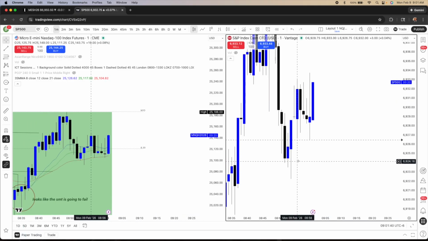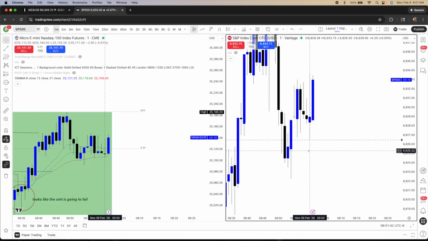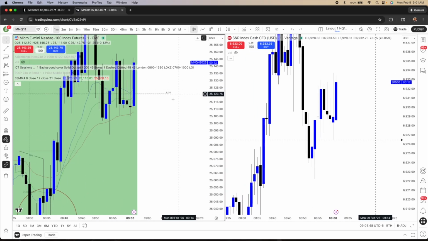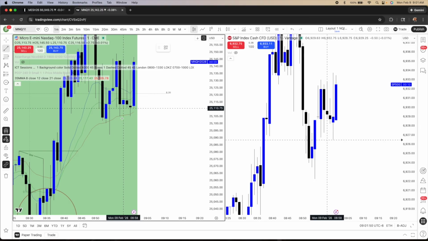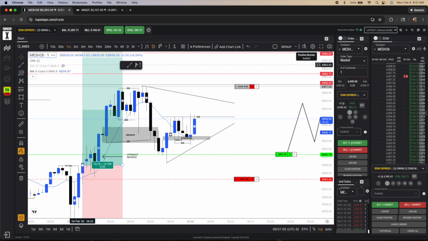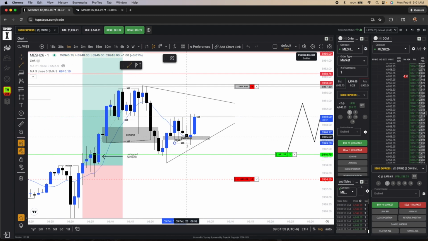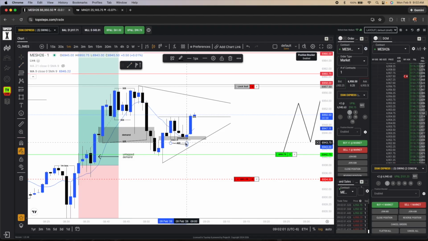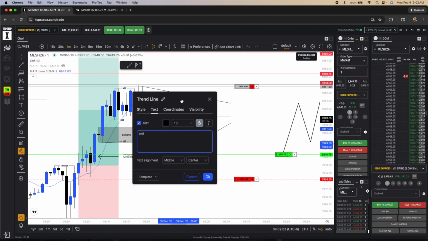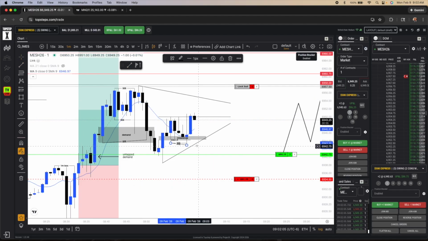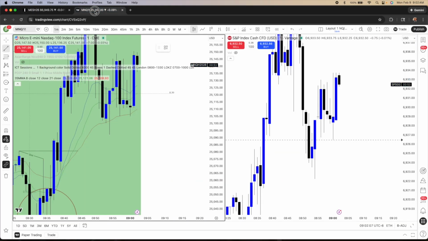Let's see if that's an SMT right there. We have this low, lower low, low. It looks like a small possible SMT. Yes, it is. So that is definitely in our favor. It is a very small SMT inside of here. So let's see if we can hit that high now.